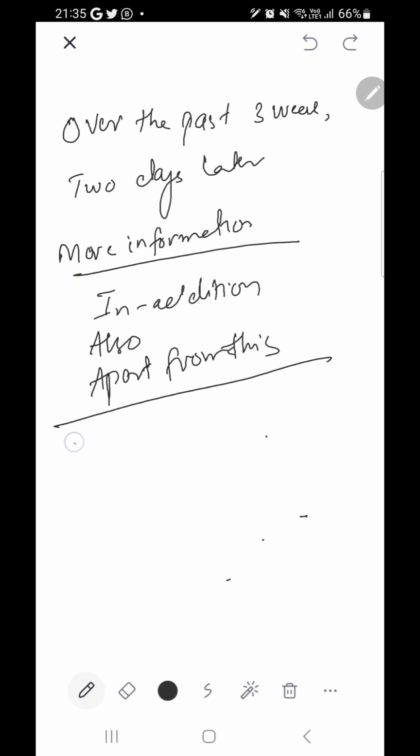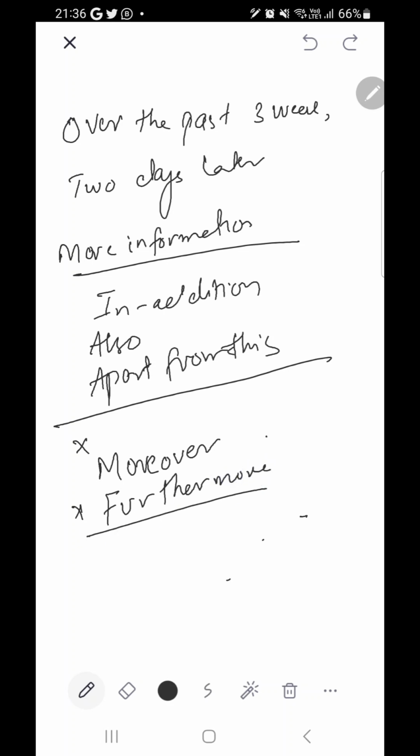But there are some connectors that you should not use as per the recent guideline, which include moreover and furthermore. We should not use them, right? So moreover and furthermore should not be used. The rest of the connectors for adding information can be used. Okay. Anyhow, moving on.